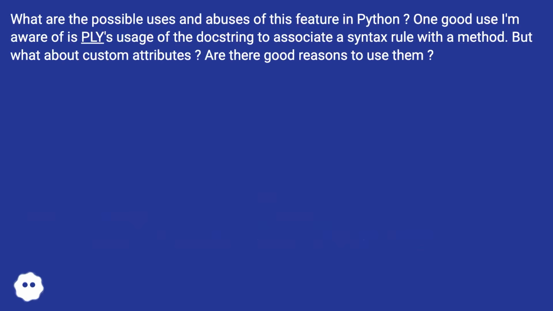What are the possible uses and abuses of this feature in Python? One good use I'm aware of is Ply's usage of the docstring to associate a syntax rule with a method. But what about custom attributes? Are there good reasons to use them?